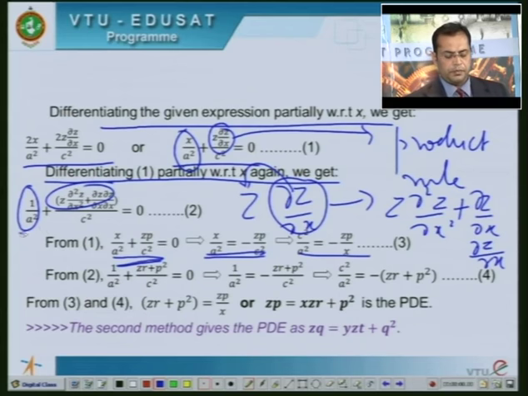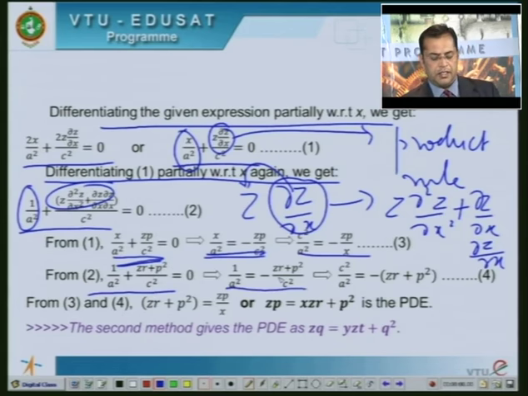Similarly, use notations in the second equation. I get 1 by a², this is r, so zr, plus this is p into p, which is p², by c² equal to 0. Shift the term here to RHS, I get 1 by a² equal to minus of zr plus p² by c², or this will simplify to c² by a² equal to minus zr plus p².